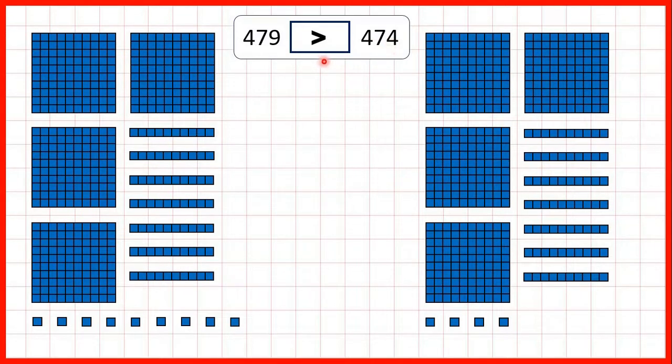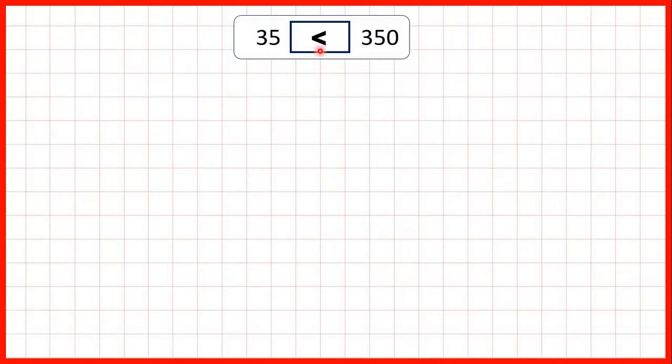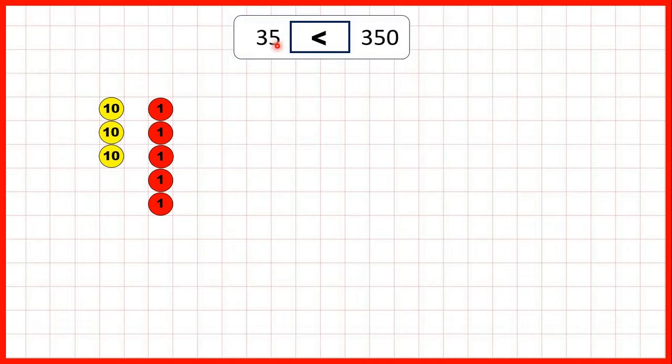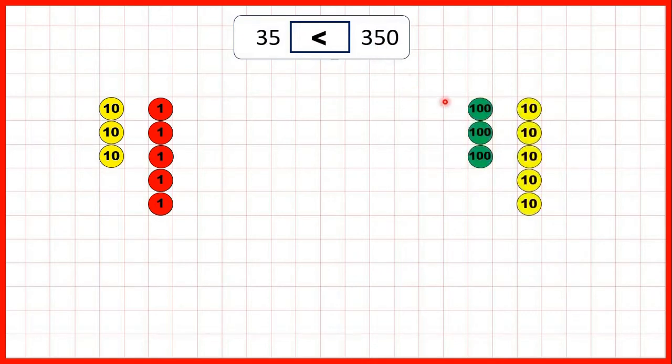474. So we've been using base 10 blocks, but we could also use place value counters to compare numbers. So 35 is less than 350, because with 35 we have 3 tens and 5 ones, but with 350 we have 3 hundreds and 5 tens. Now remember, we need 10 ones just to make 1 ten, and we need 10 tens just to make 100.